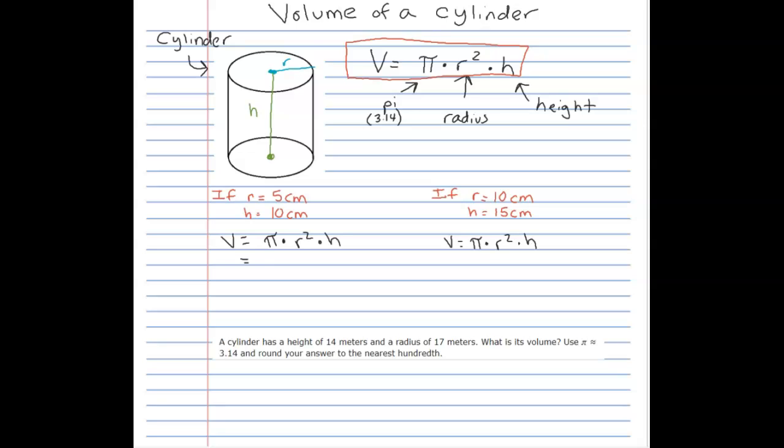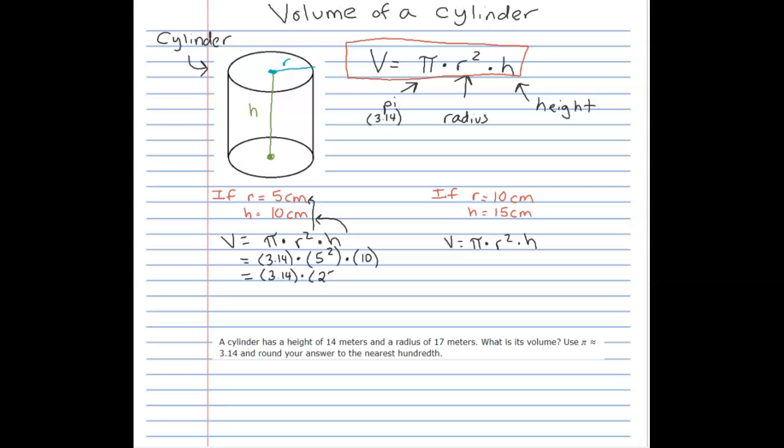So it's going to be equal to pi, we're going to call that 3.14, times r squared. The r in this case is 5. Again, just like the spheres, we're going to be using our parentheses, times the height. The height in this case, we are given as 10. So if you want to use this in your calculator, go for it.